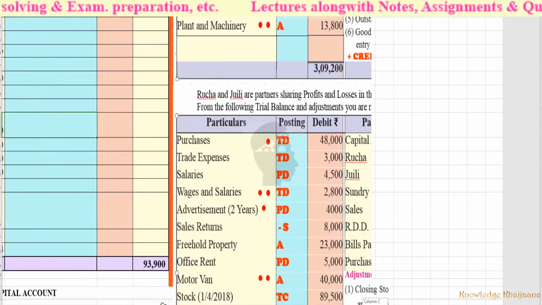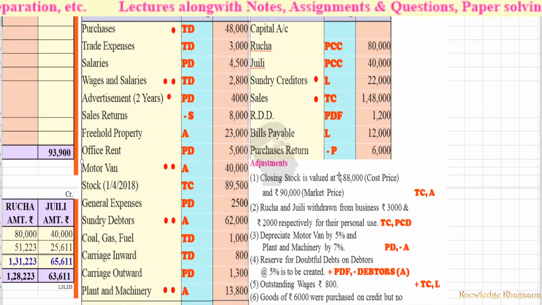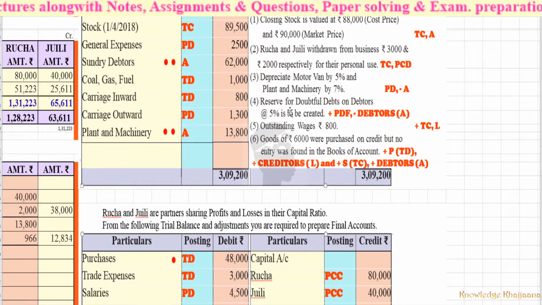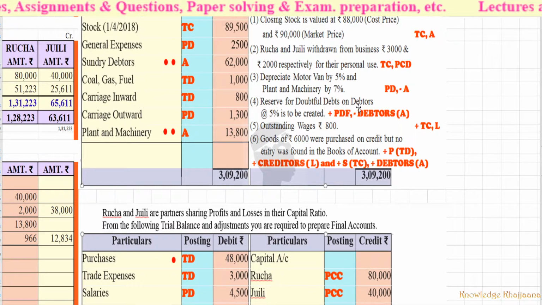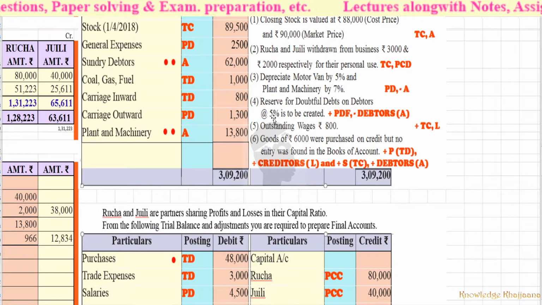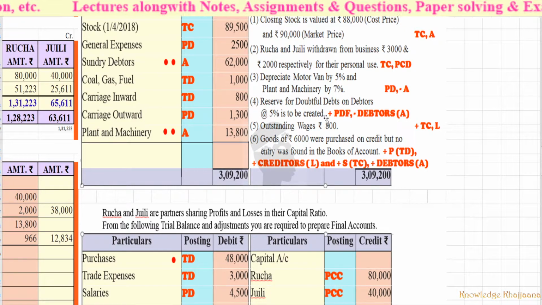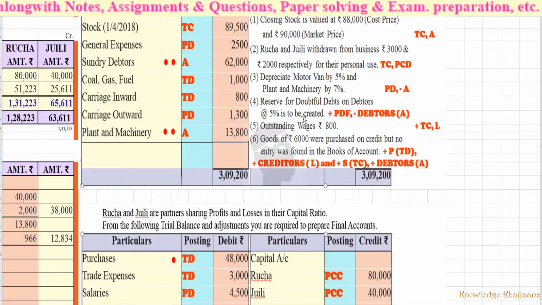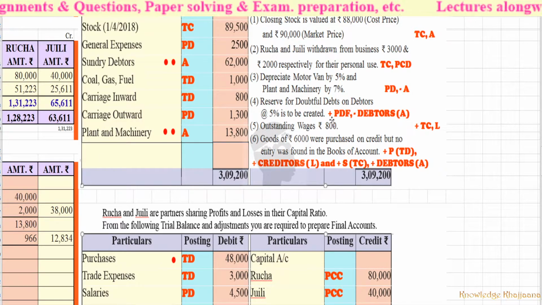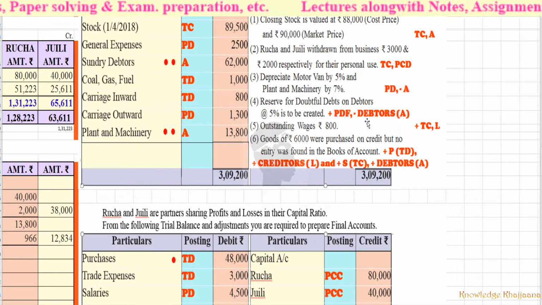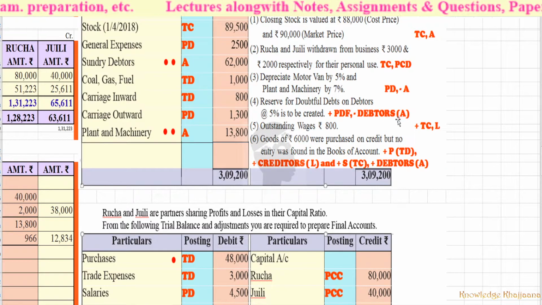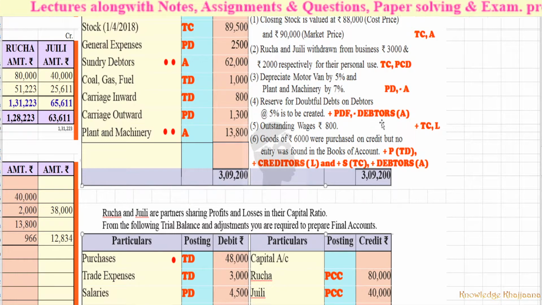Then two recordings for depreciation we have also done. Then reserve for doubtful debts on debtors at 5% is to be created, sorry, created. So 5% on debtors at the debit. So you have to deduct that much amount. First, your first entry, you have to deduct that much amount.